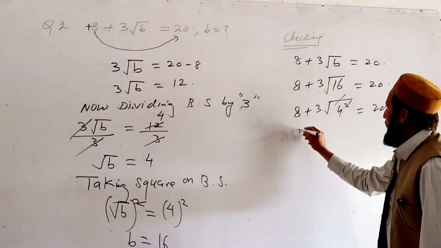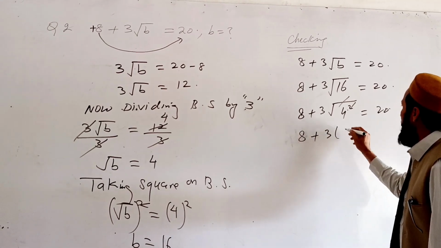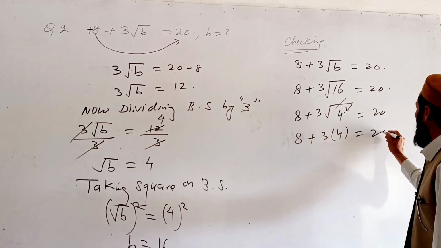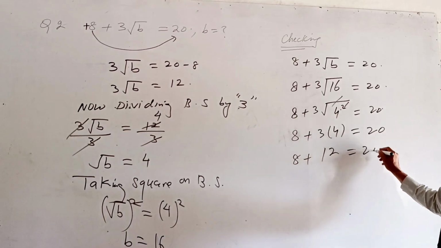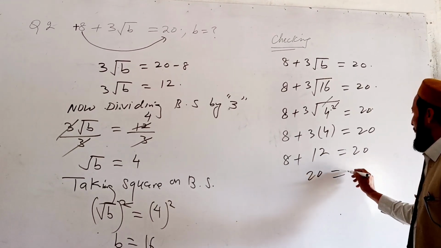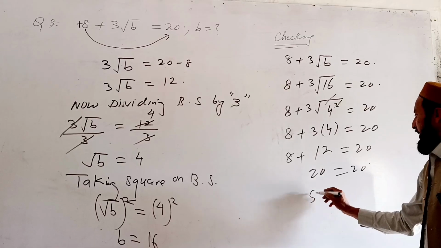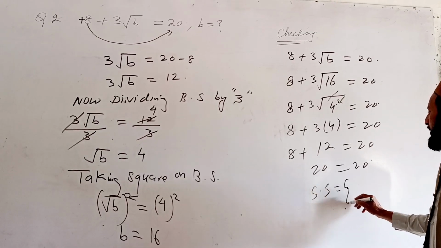The square root and the square cancel. We get 8 plus 3 into 4 is equal to 20. 8 plus 12, since 3 multiplied by 4 is 12, is equal to 20. 20 is equal to 20. Hence we can say that our solution set is 16.